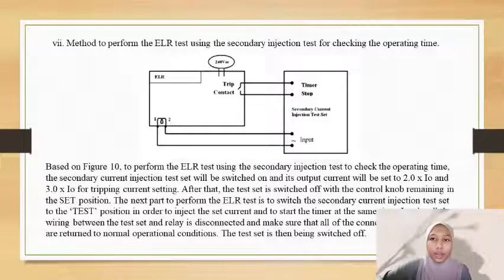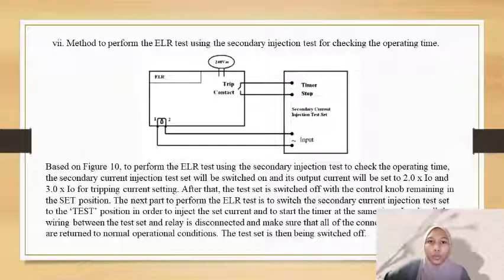Next, for number 8, which is the method to perform the ELR test using the secondary injection test for checking the operating time. Based on figure 10, which is the circuit connection for ELR, to perform the ELR test using the secondary injection to check the operating time, the secondary current injection test set will be switched on, and its output current will be set to 2.0 times and 3.0 times I0 for the tripping current setting. After that, the set is switched off with the control knob remaining in the set position.